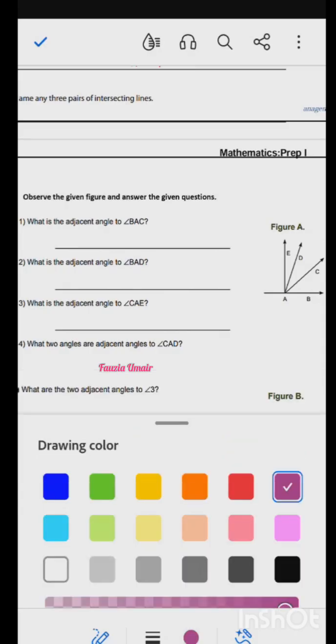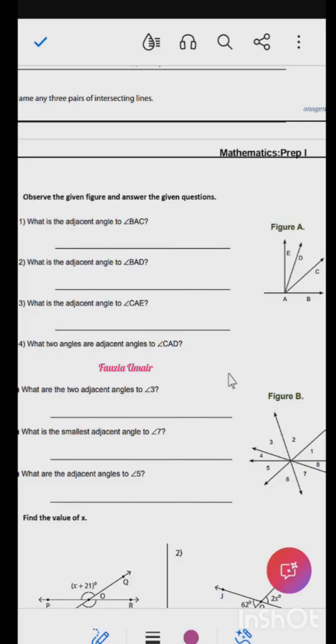Ma'am, like we say Zainab is sitting adjacent to, let's say, your friend. So what does that mean? Next to. Okay? Next to. So adjacent angles are those angles which are sharing one side. Like we say, let's say 6T is adjacent to 6C. This means both are joined, and next to each other.